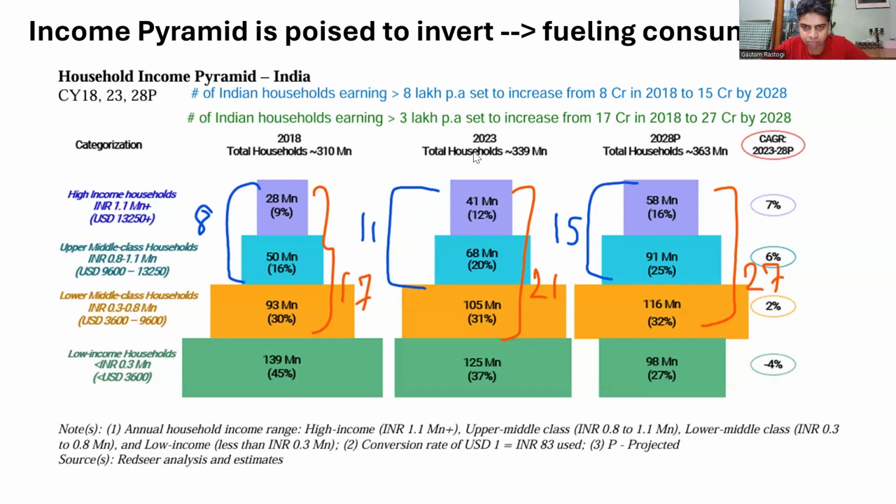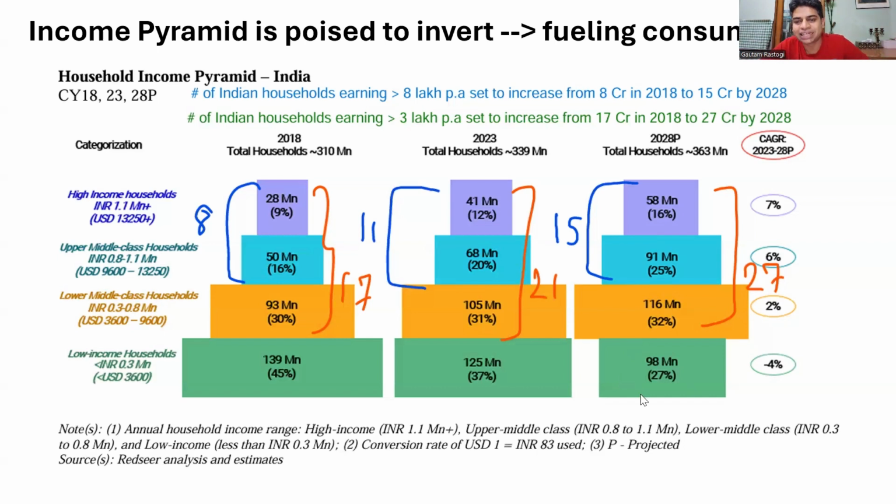In 2023, of course, you see the number of households at the bottom of the pyramid reduced, and a lot of households were pushed into the upper income brackets. Five years out, the income pyramid is poised to invert, as per many research firms, not only this Red Seer research firm, but many others are predicting that the income pyramid in India will invert.